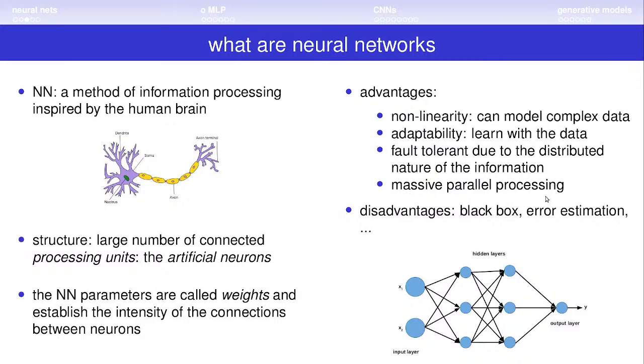There are also disadvantages, like they are, in a certain sense, a black box. We don't know exactly what they do internally. There are problems on how to estimate errors with neural networks, but all these points are subject to large efforts of research, and I suspect that in a very short period of time they will be overcome.